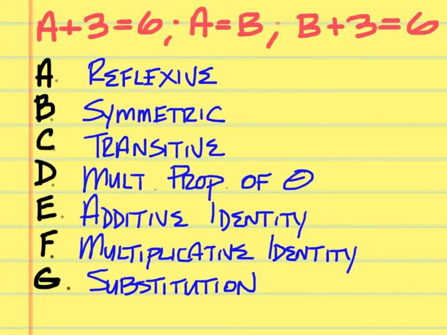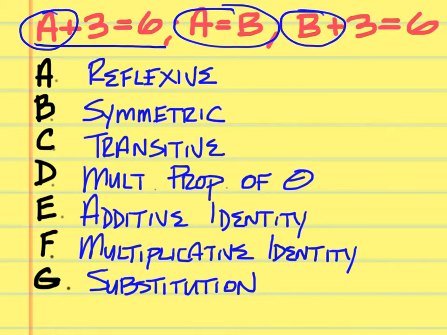A plus 3 equals 6. And A equals B. So that means you can put in B plus 3 equals 6. You have A plus 3 equals 6, and since A is equal to B, instead of putting in A, you can put in B. And if I put in something for another, then I have done what? Substitution, right, G.